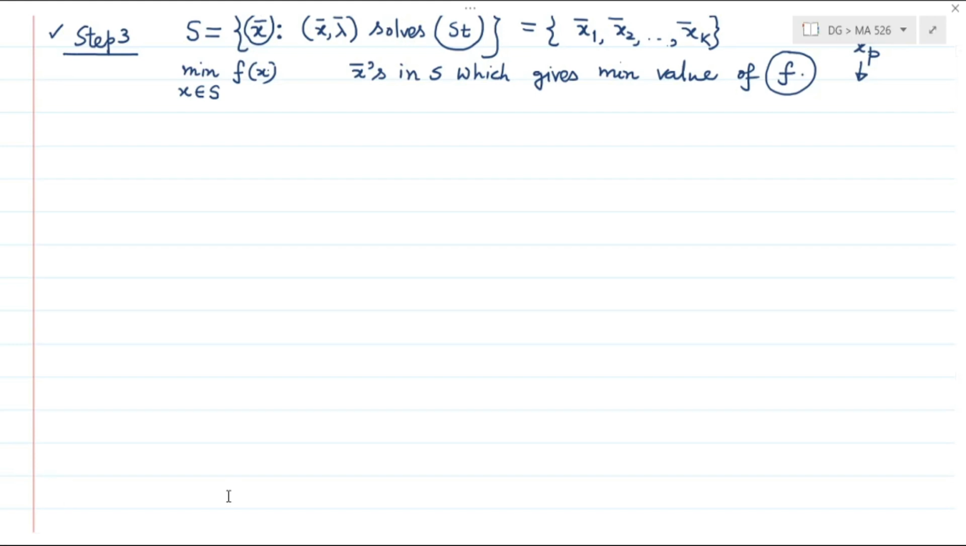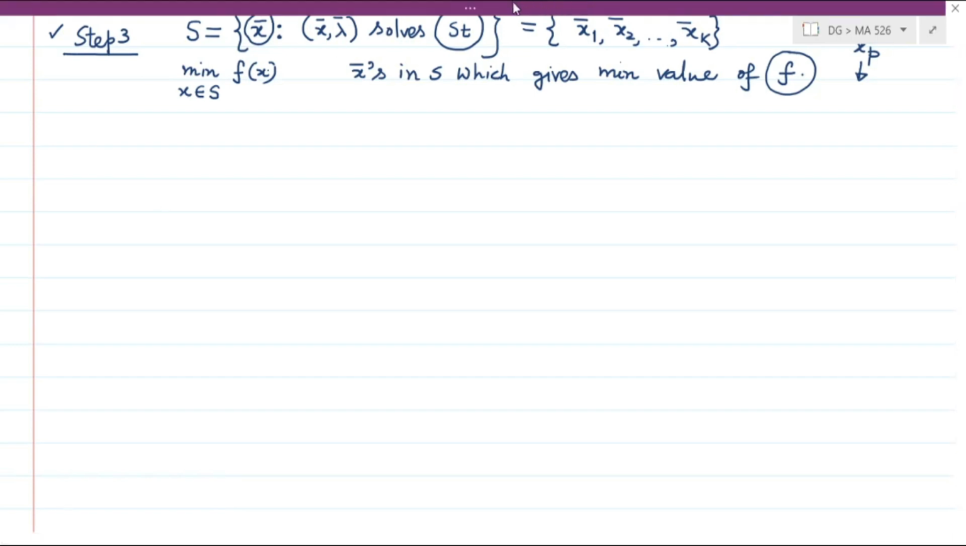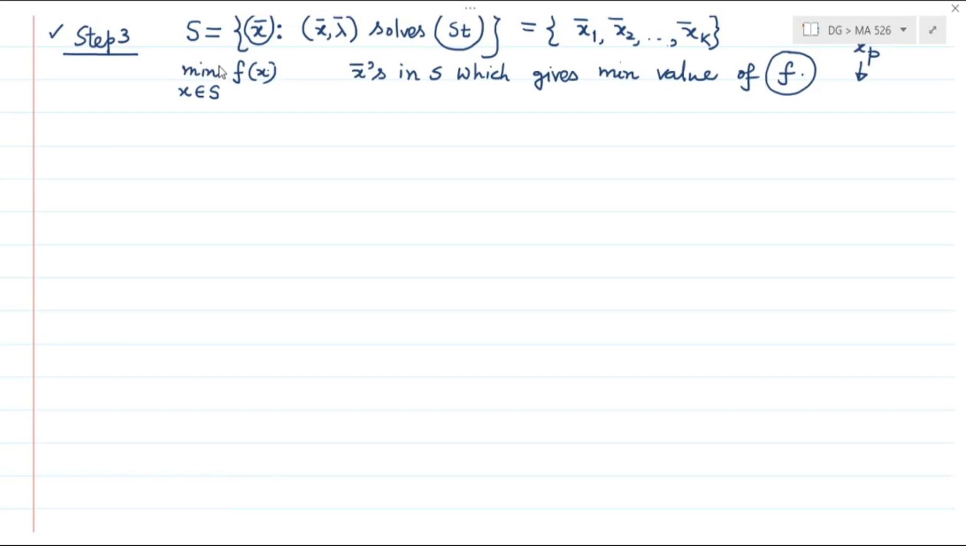And we remark here that we need to be mathematically careful when adopting the above three steps to solve the optimization problem f(x) subject to the constraints h_j(x) equal to 0. So here we need to be careful for the following 2 points.